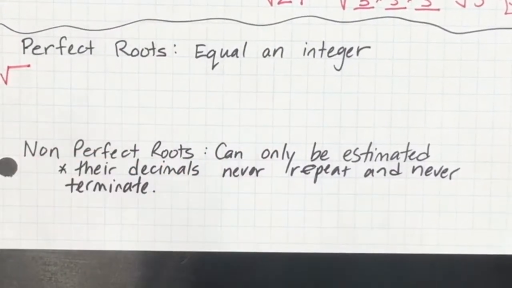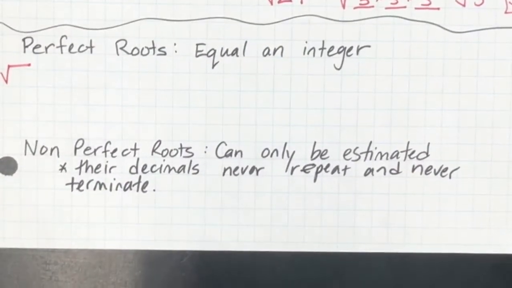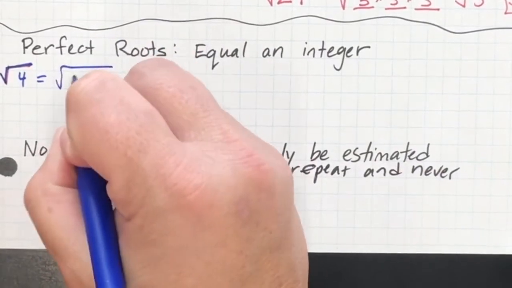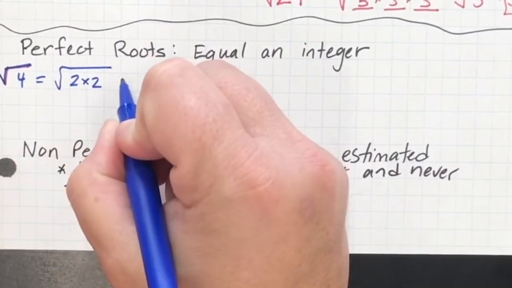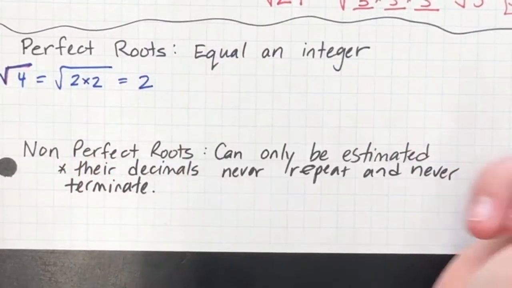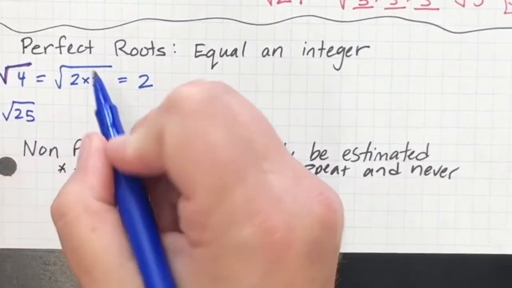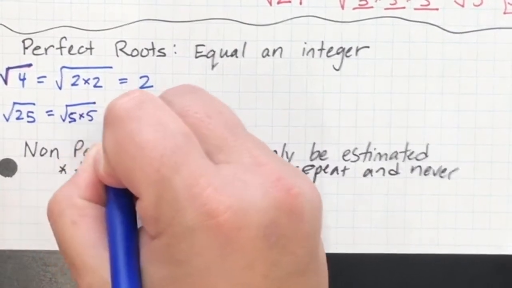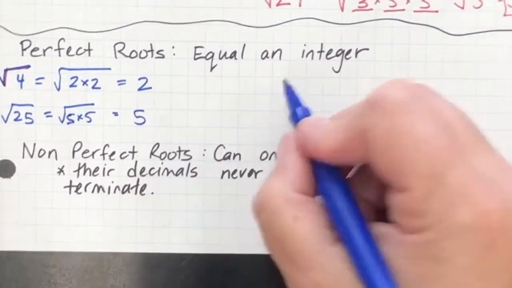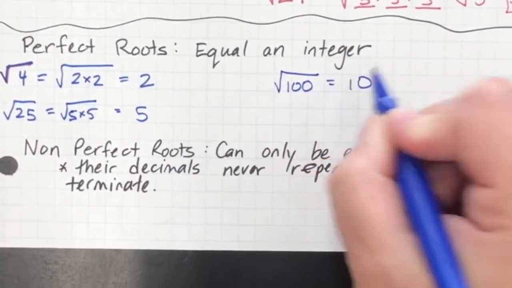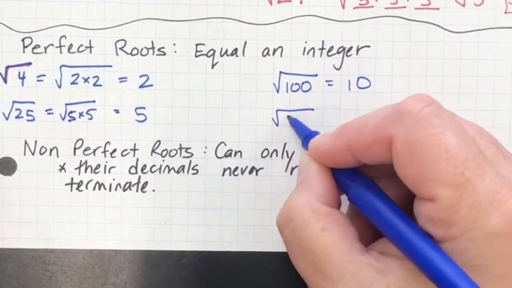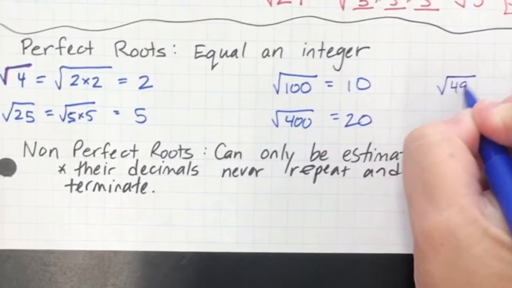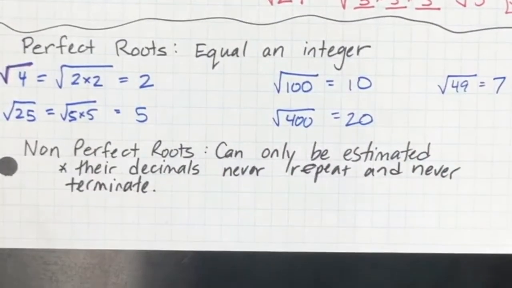Now, some roots are perfect and some are non-perfect. So what is a perfect root? A perfect root has an answer that is equal to an integer. So the square root of 4: 4 is 2 times 2, so the square root of 4 is 2. The square root of 25: we should know our doubles multiplication, 5 times 5, so the square root of 25 is 5, equal to an integer. Square root of 100, 10 times 10, is 10. Square root of 400: 20 times 20 is 400. Square root of 49 is 7.